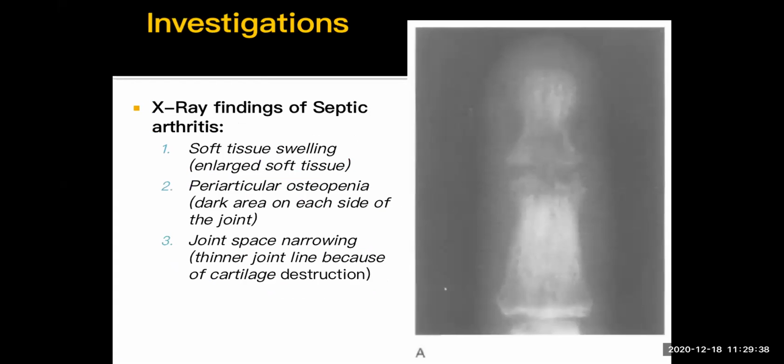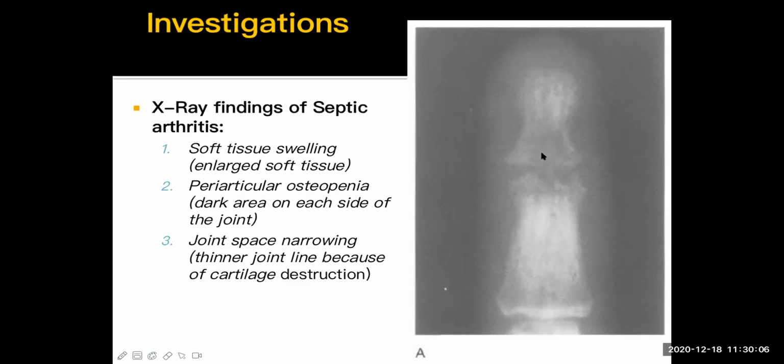Now some of the X-rays you can see here. Just focus here now. Okay. This area. Just focus on this part here. So there's a soft tissue swelling, which is not properly seen on the X-ray, but we can always find it out by our clinical examination. Periarticular osteopenia can be seen. See this. This is called periarticular osteopenia.